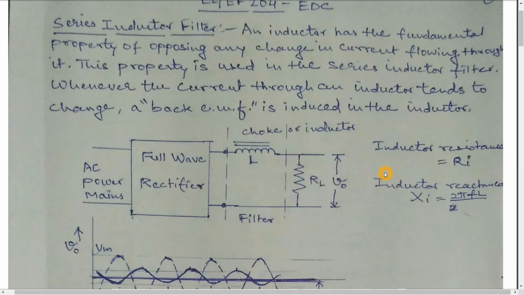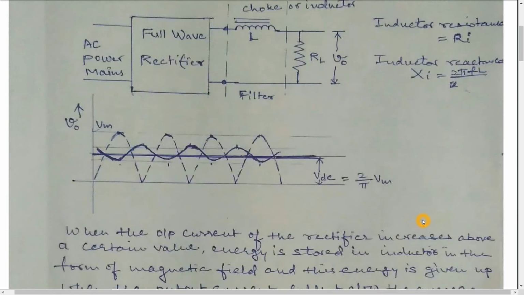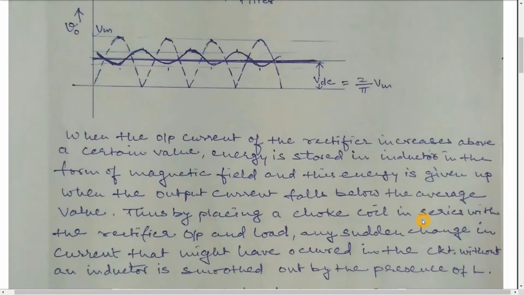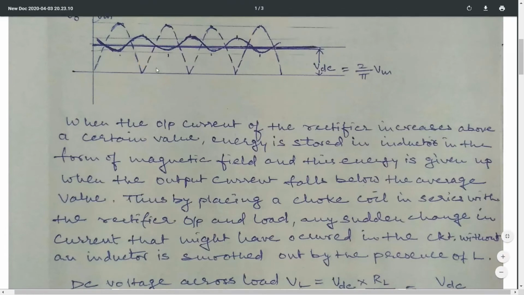In this circuit, inductive reactance is equal to Ri and inductor reactance Xi is equal to 2 pi FL. Here this is a full wave rectified output waveform, and this is the output voltage which is obtained at the output of inductive filter. This is VDC, which is equal to 2 Vm by pi.